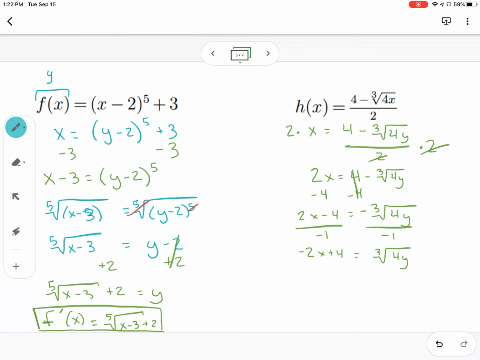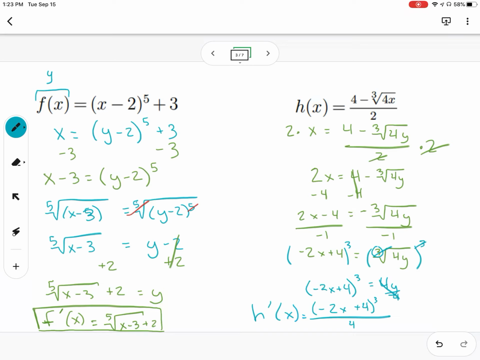When you're trying to get rid of a root, you take both sides to the exponent of whatever number is on the root. This was a little 3, so we take both sides to the third. That cancels our root out, and we're left with 4y. Divide by 4 on both sides. So h prime of x is this. There you go.